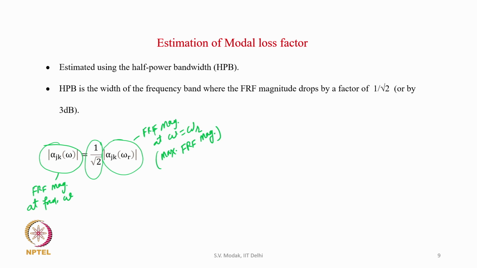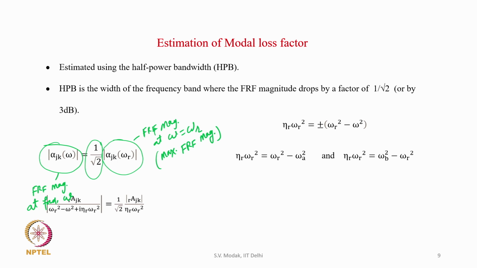When we use this equation, we can substitute on the left hand side the expression for the FRF based on the rth mode contribution, and on the right hand side we have the FRF magnitude at omega equal to omega r. If you solve this equation, then we get this expression that eta r omega r square is equal to plus minus omega r square minus omega square. This equation needs to be solved for omega in order to get the estimates of half power points. There would be two roots of this equation, and let us represent those roots by omega a and omega b. Those omega a and omega b will basically be the half power points.